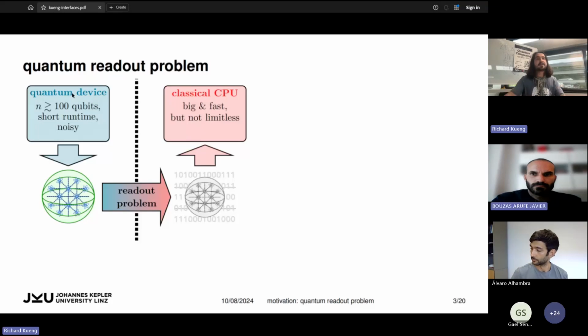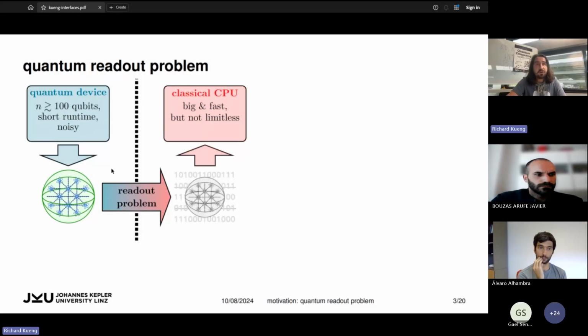But still, these classical CPUs are very reliable, they're big, they're fast, but their computing potential is not limitless. So they cannot do everything. And the readout problem happens when we do something on a quantum architecture with a couple of 100 qubits and maybe want to process the data or learn something.